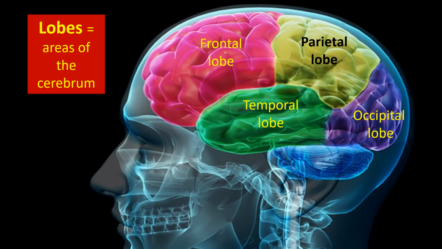We have 4 lobes on each side, left hemisphere and right hemisphere. They are called frontal lobe, parietal lobe, temporal lobe, and occipital lobe. You're going to learn about each of those in this video.